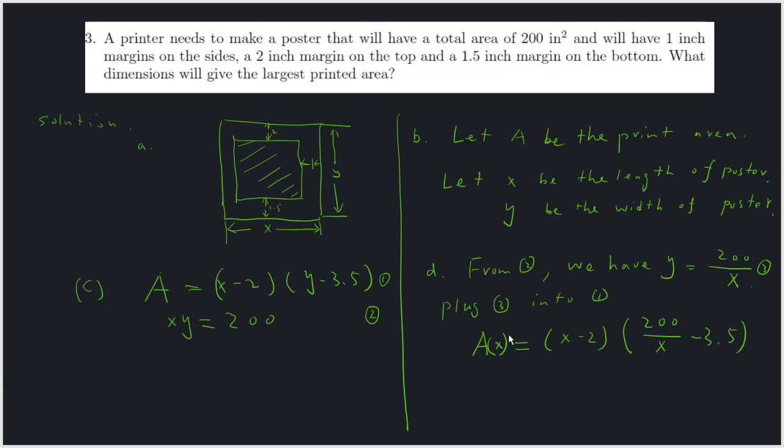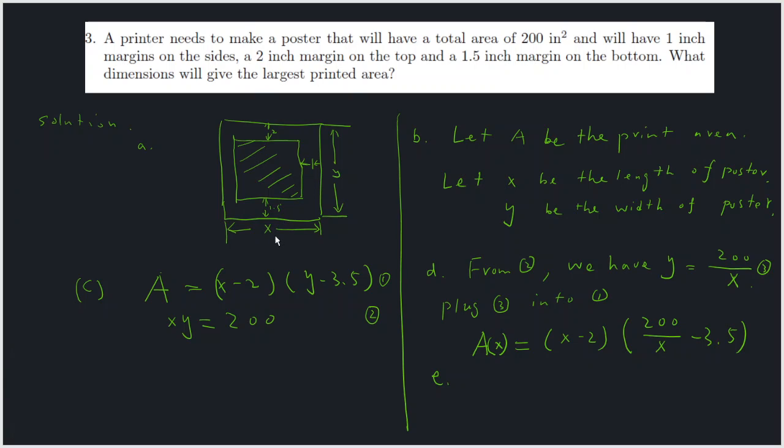And probably I can show you one more step, because the next step could be a little bit confusing. In step E, we identify the domain of the function. By that we mean the least possible value of x and the largest possible value of x. You look at the sketch. x is the length of the poster. Because there have to be two margins, the left margin and the right margin, the two margins will take 2 inches. So that makes sense?